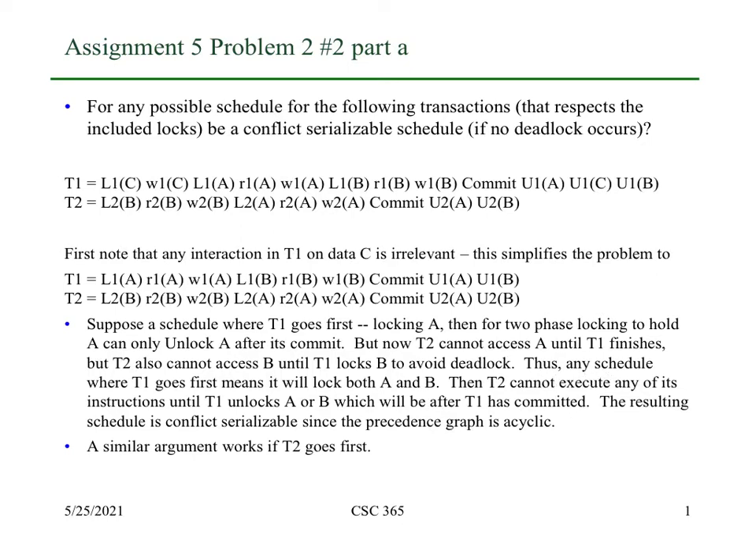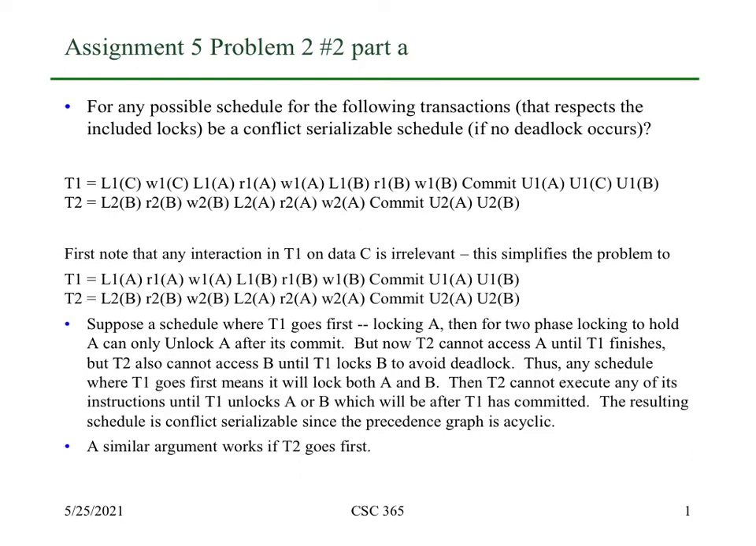Thus, any schedule where T1 goes first will mean that it gets to lock both A and B. And then that means that T2 can't execute any of its instructions until T1 unlocks A and B, which will be after T1 is committed. Clearly, the resulting schedule is conflict serializable since the precedence graph has got to be acyclic under those circumstances. So that's only if T1 goes first, but the argument's basically exactly the same if T2 goes first, other than the roles of A and B are reversed.